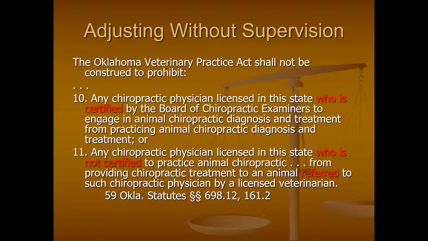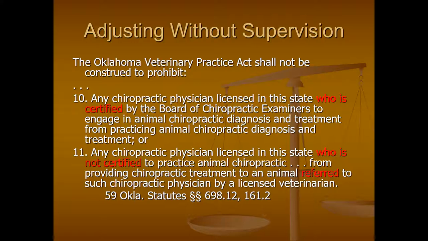So that brings us to Oklahoma. Oklahoma, as I mentioned earlier, is the only state that allows chiropractors to treat animals without supervision. And it's not all chiropractors who can do that, but only certified chiropractors. And the way the Act does that is the statute says the Veterinary Practice Act does not prohibit chiropractors licensed in Oklahoma who are certified from engaging in animal chiropractic. And the certification in Oklahoma has been certification by the AVCA. Chiropractors who are not licensed, or who are licensed in Oklahoma but are not certified to practice animal chiropractic, may provide treatment only if the animal is referred by a licensed veterinarian.